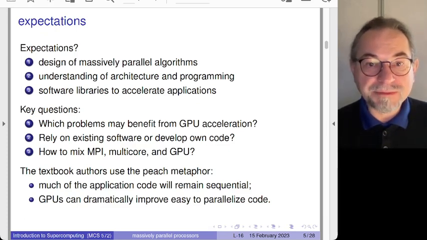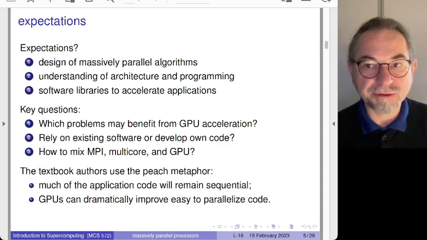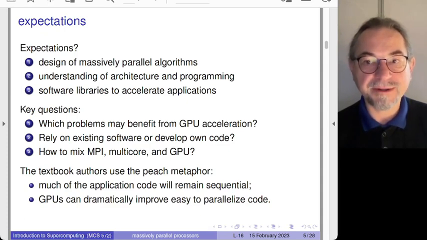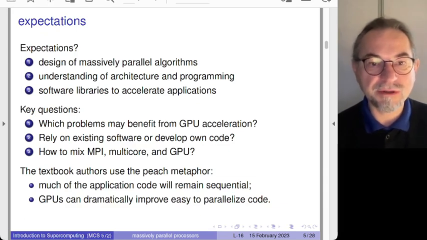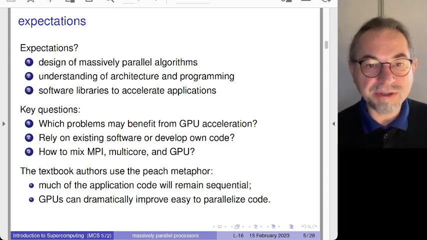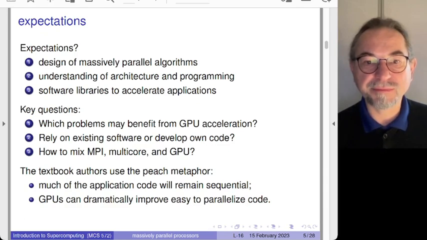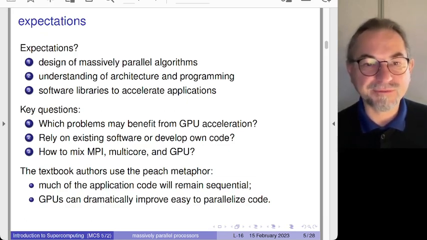Not all problems benefit from GPU acceleration. So this is massive parallelism, and one needs to think of a very, very fine-grained level of parallelism. I mentioned already, should you develop your own code? Might be very good, but might not be so good if you want to solve an application.